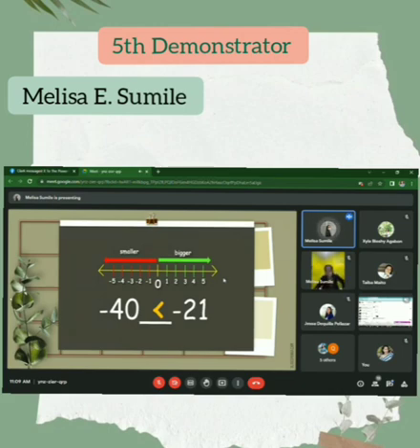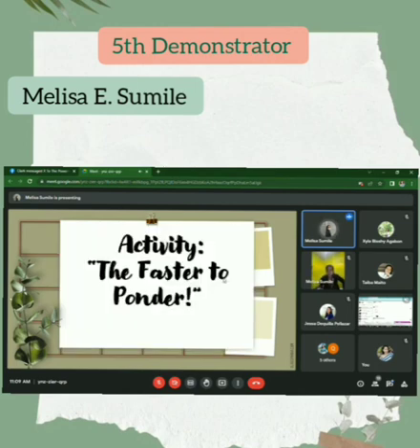So now, do you have any clarifications regarding our lesson? So if none, let us proceed now to our main activity. So now our activity will be entitled The Faster the Ponder.